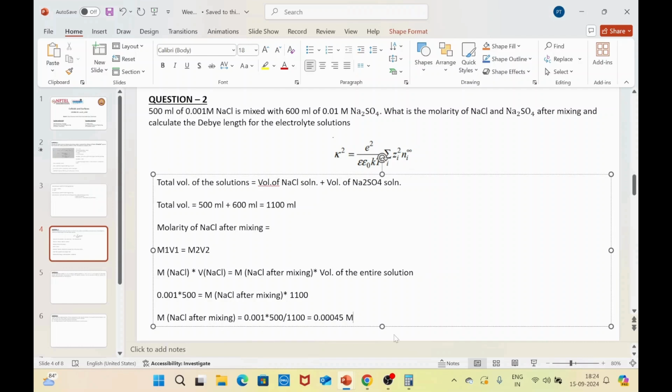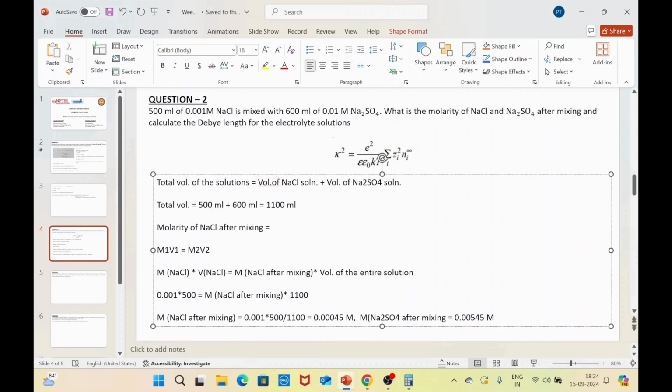So the molarity of Na2SO4 after mixing is nothing but 0.00545 molar. So now you have the molarity of NaCl and Na2SO4.